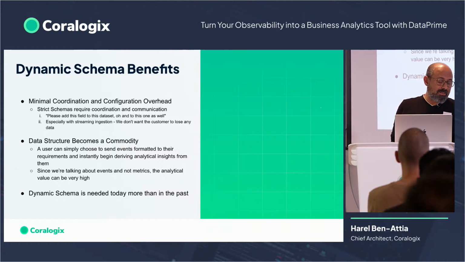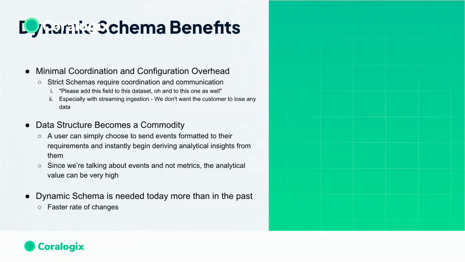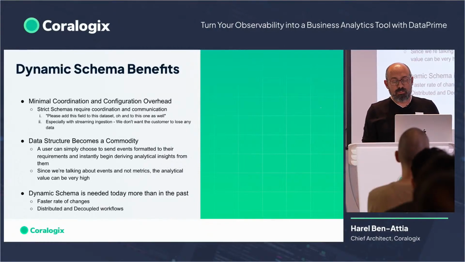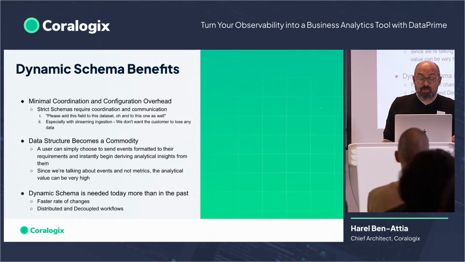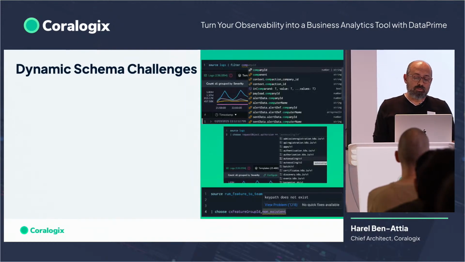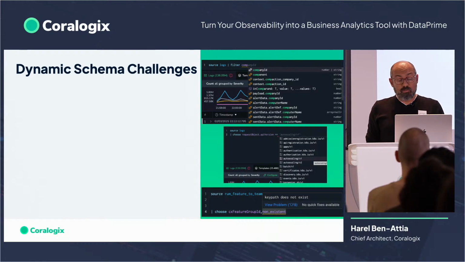And another argument regarding dynamic schema is that it's needed today more than in the past. In the past there was a slower rate of change, and today the organizations themselves are more decoupled relative to 10 or 15 years ago, where there was a DBA and you would ask them to do something, and there was one database. Everything is much more distributed and decoupled, and there's a lot more data. So obviously, dynamic schema is more important today than it used to be.